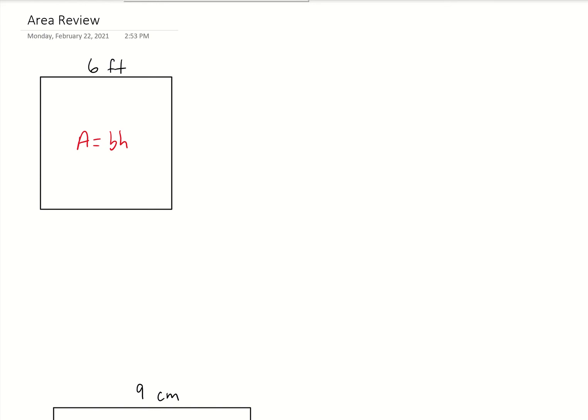So if we look at a square, first of all, we know that all four sides in a square are congruent, or the same, right? So if this side at the top is 6 feet, we also know that this side is 6 feet, this side is 6 feet, and this side is 6 feet. Now we have all four sides labeled, we can find the area.